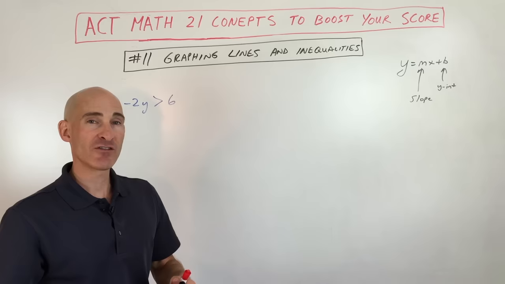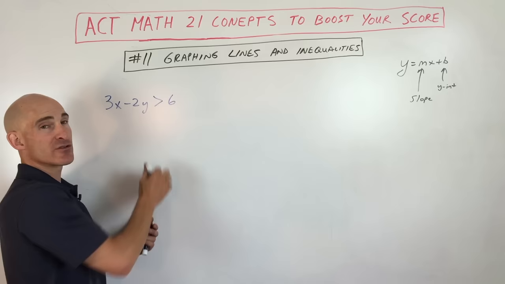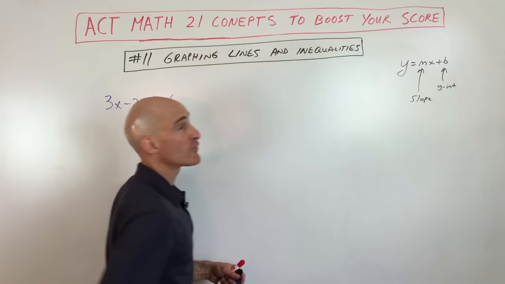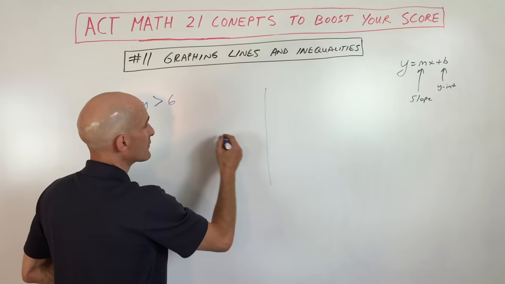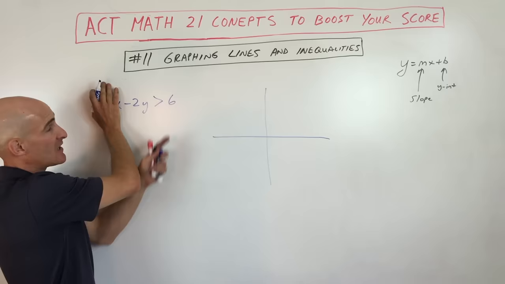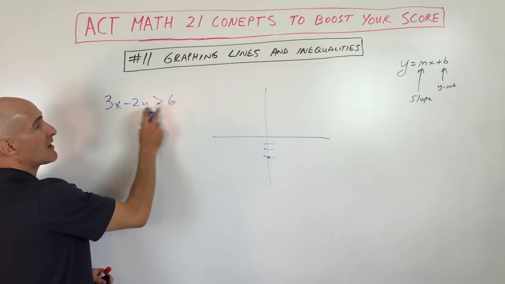Let's just look at a simple example here. 3x minus 2y is greater than 6. Now, there's a couple different ways to do this. One way is to rearrange the inequality and put it in the y equals mx plus b form. But I'm not going to do it this way. I'm going to do it a slightly different way. I'm just going to set x to 0 and solve for y by dividing by negative 2. So that's negative 3, right? So the y-intercept is negative 3. And if I set y to 0, that means that x is 2.